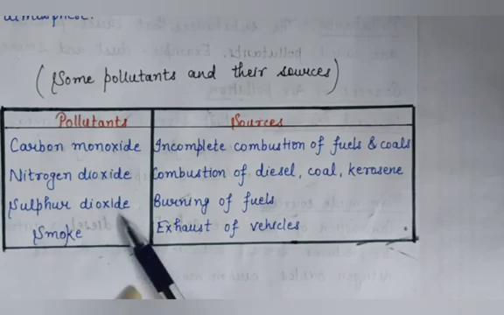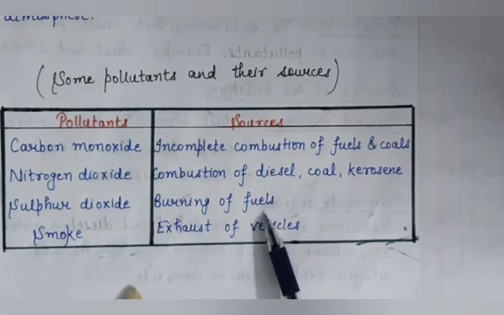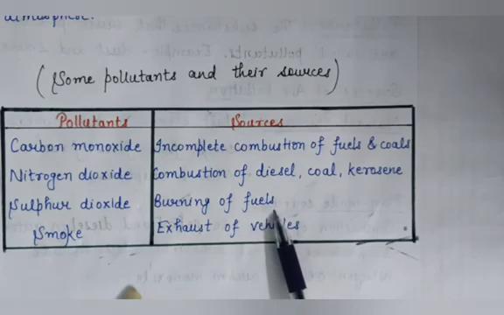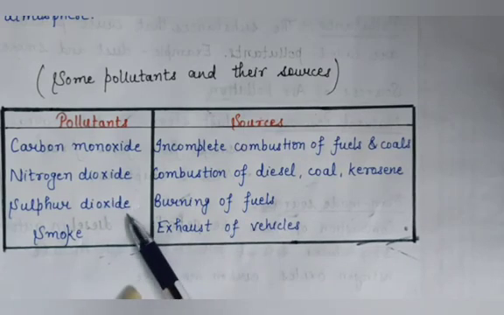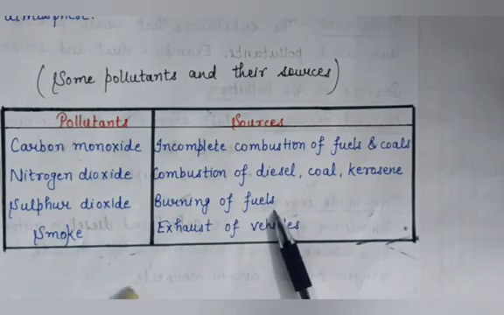Next is sulfur dioxide. How is it produced? By the burning of fuels, like coal in power plants, and volcanic eruptions. So sulfur dioxide is also a pollutant which pollutes the air and it is released due to burning of fuels.